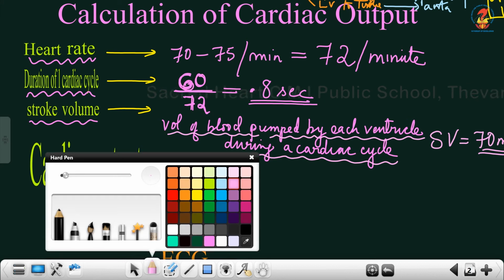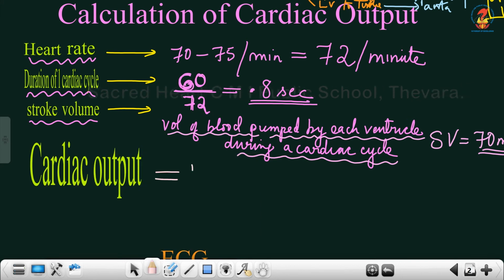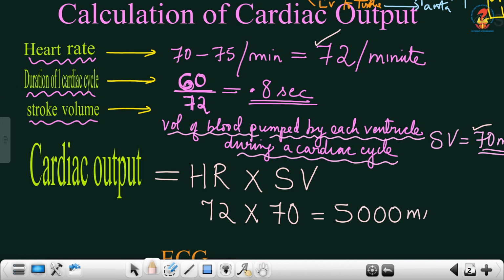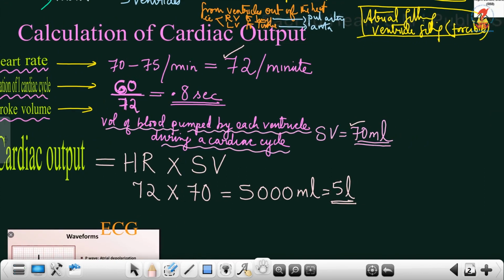Therefore, cardiac output is equal to heart rate into stroke volume. Substitute. Heart rate is 72, 72 into 70. Stroke volume is 70 ml. This is equal to 5000 ml, or we can convert into liters, 5 liters. So, this is a very small calculation, but important calculation. We are calculating the cardiac output.